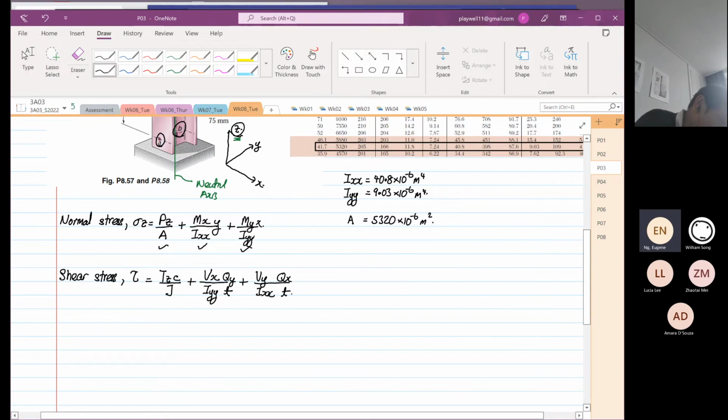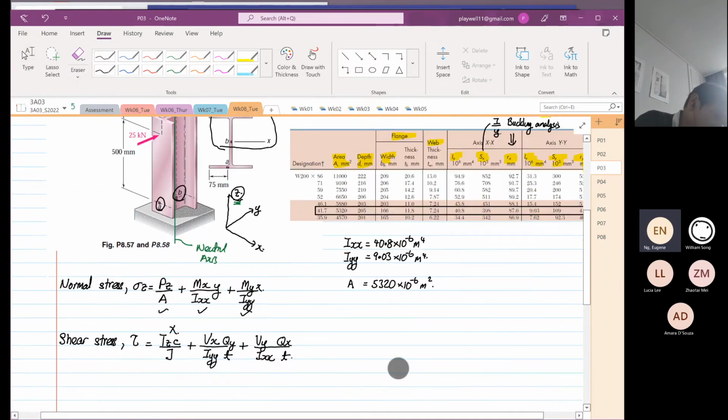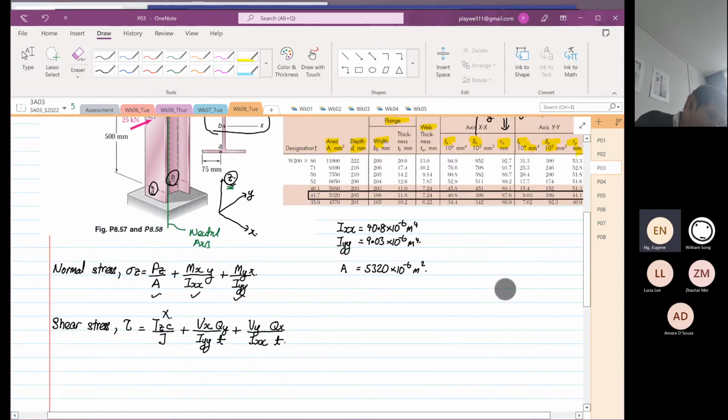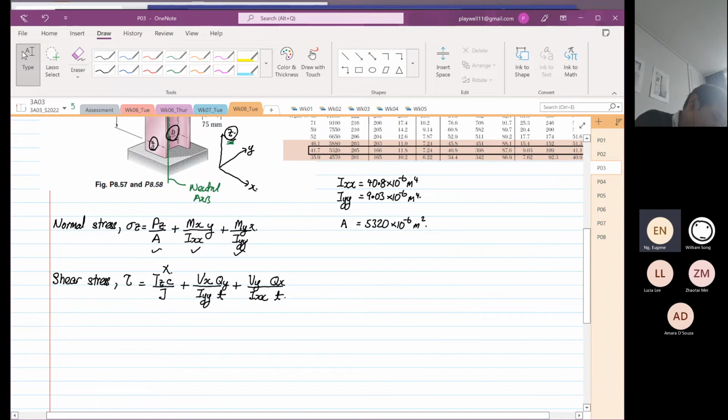Okay, so we know that there's no torque. For this question, there's no torque. Later on, I will teach you how to analyze whether there is a torque or not. So that's a blessing. We have no torque for this case.